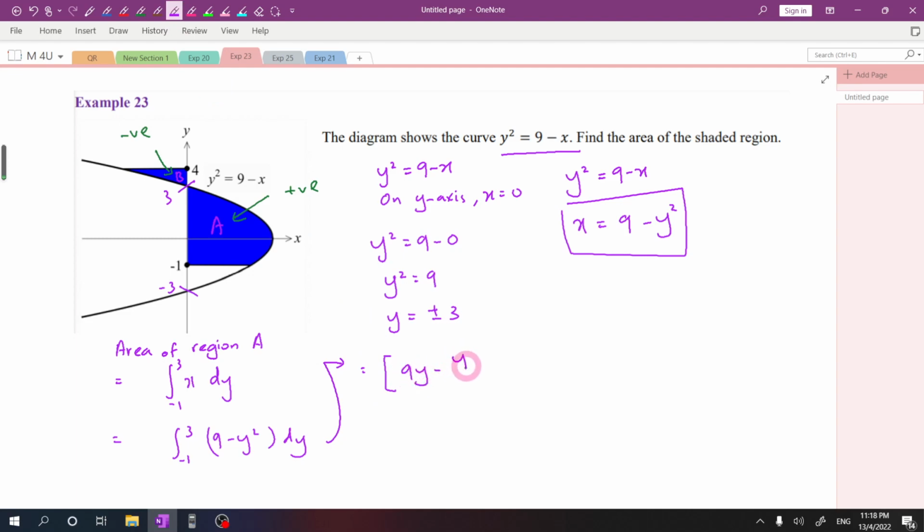(9y minus y power 3 over 3), from -1 to 3. First, we substitute the upper limit inside here. So 9 times 3 minus 3 power 3 over 3. Now, the lower limit's turn. Bring in this one, -1, inside here. Minus, remember to write minus. 9 times -1.